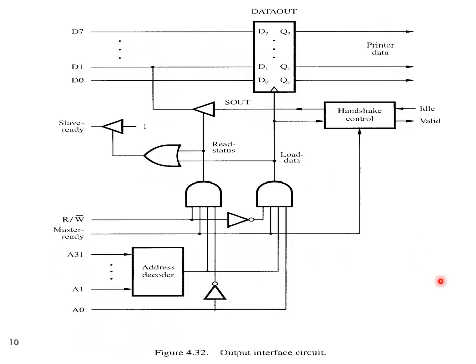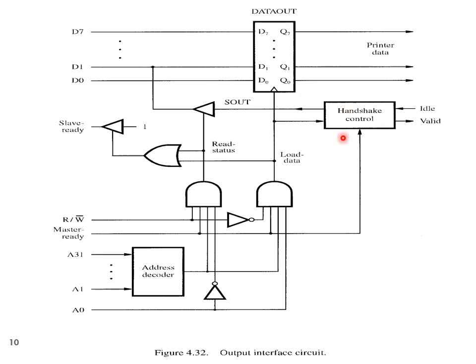Now we will see the circuit involved for an output interface. The different components that are used remain the same. That is, we have the address decoder which contains lines coming from A1 to A31 of the processor. The A0 line is specifically used to differentiate between reading the status value or loading data to a printer. Then we have the data out register, which is the buffer register used for storing the data that is to be printed.